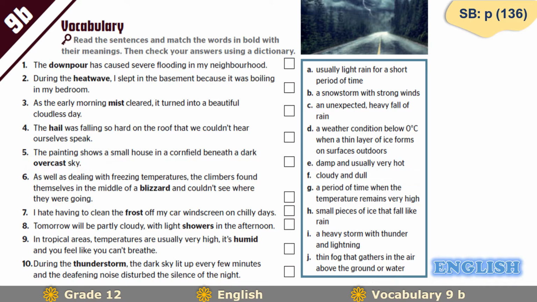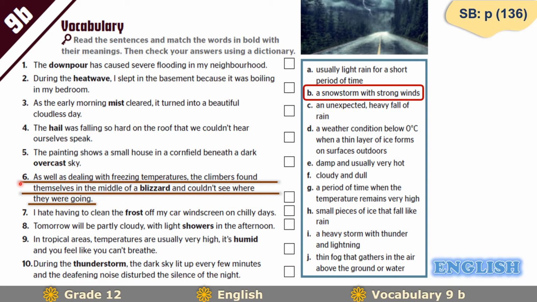Next sentence. Sentence number 6. As well as dealing with freezing temperature, the climbers found themselves in the middle of a blizzard and couldn't see where they were going. So the word blizzard goes with the answer B, which means a snowstorm with strong winds.